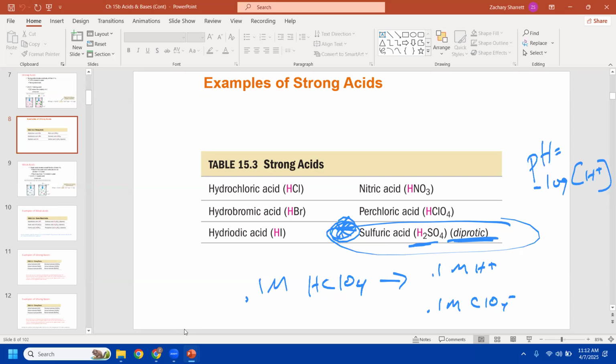Do I know the H plus concentration of this 0.1 molar HClO4? 0.1. So you would just type into your calculator negative log of 0.1. Anybody got that for me? It would be a pH equal to 1. Okay? So finding the pH of a strong acid is super easy for the most part. Everybody agree with that? Same thing is going to happen with bases.